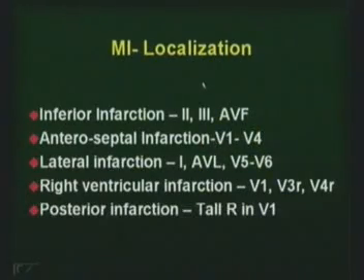Localization of myocardial infarction, again similar to what we had talked earlier. Inferior infarction is 2, 3, AVF, anteroseptal infarction is V1 to V4, lateral will be 1, AVL, V5, V6, right side infarct would mean in lead 1 or right sided lead 3 and 4. Posterior infarction is seen as a tall R wave in V1 because it is not represented in any of the ECGs. So it is shown as a negative in V1, so you have a tall R wave. So one of the causes of tall R wave besides RVH would be a posterior infarction.